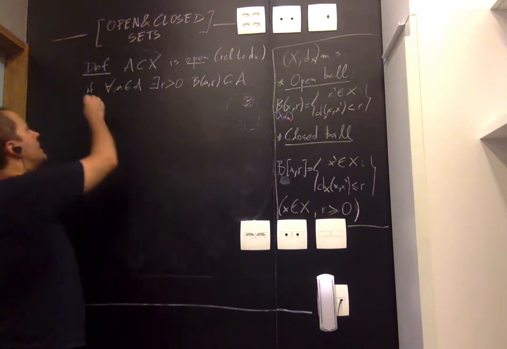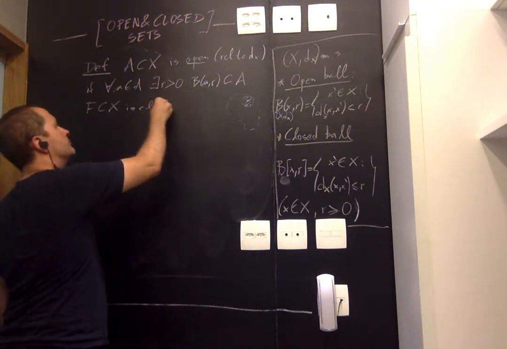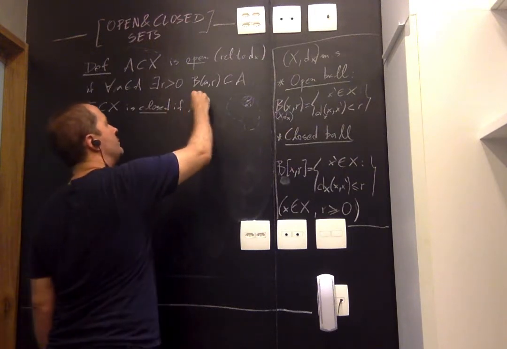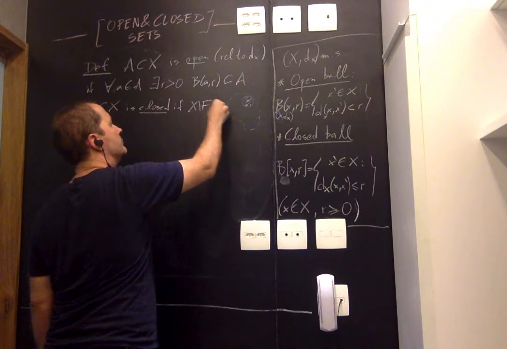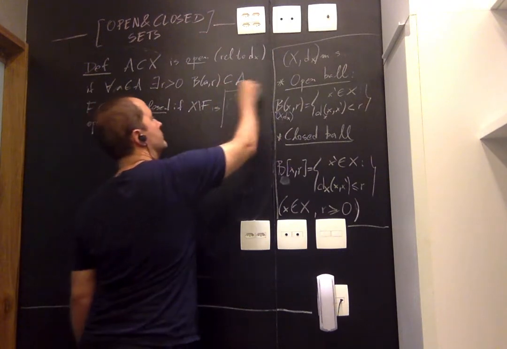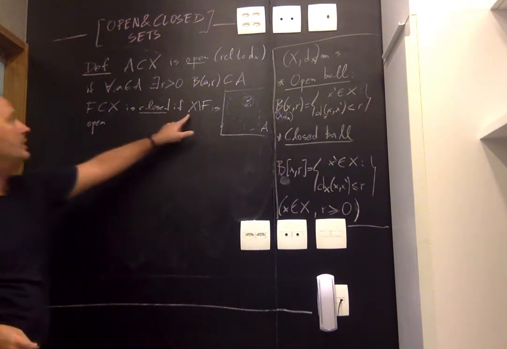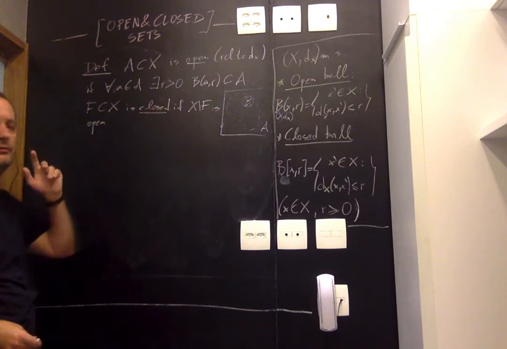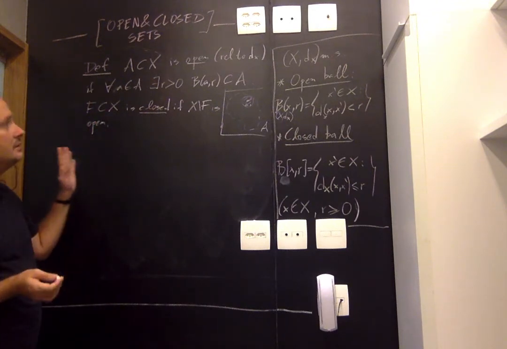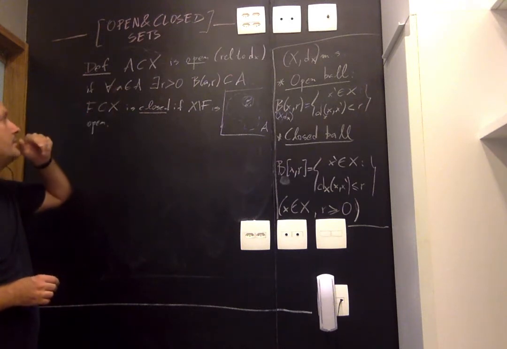Now, this is an open set. A closed set is a set whose complement is open. So the complement is just the set of points in the space X that do not belong to F, right? So that's the most basic definition that we have in topology, the definition of open and closed sets.